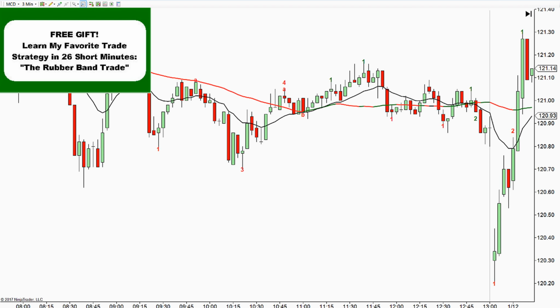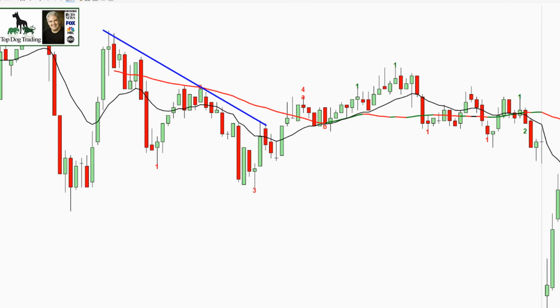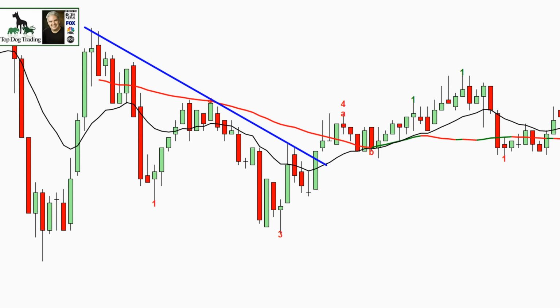And when people usually look at triangles, they're looking at a big pattern. So something like this, where they're looking at lower highs and then higher lows. This would be, I would say, a medium-sized one, but still pretty big. And this is the kind of thing they're looking for. This would be a symmetrical triangle.